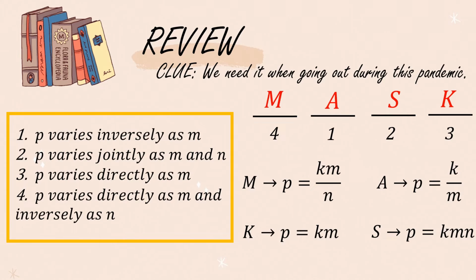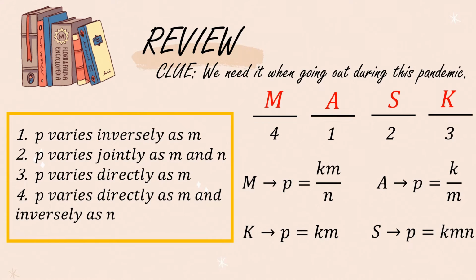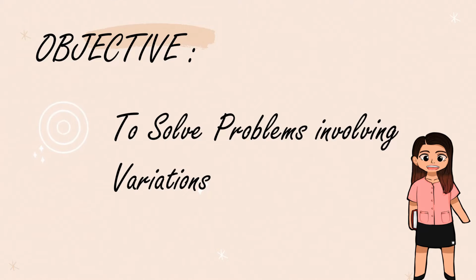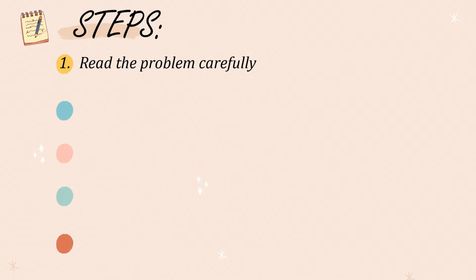ourselves. Since alam nyo na kung paano mag-change ng mathematical statements into mathematical equation, let us now have our objective for today. For today's objective, we only have one, and that is to solve problems involving variations. So how do we solve problems involving variations? To solve problems involving variations, here are the steps we need to follow. First, we need to read the problem carefully. In order for us to find the answer, we must understand what is being said.